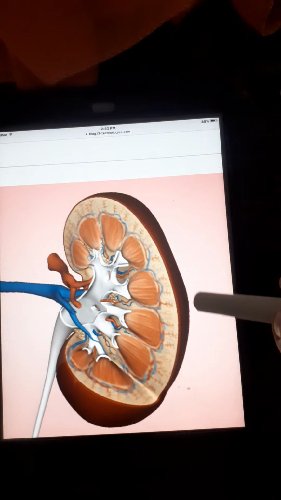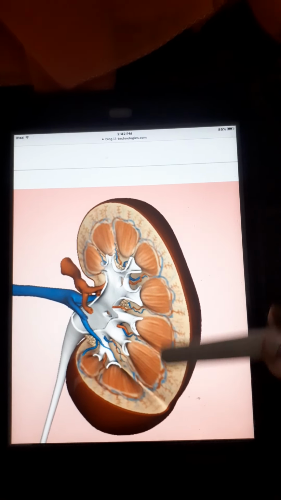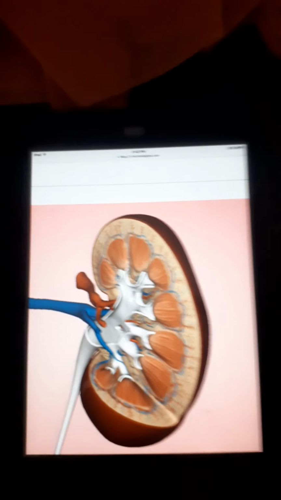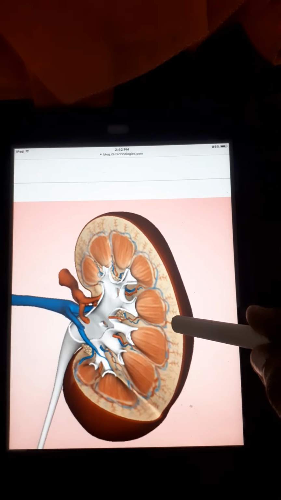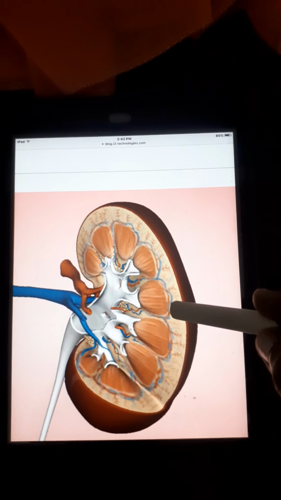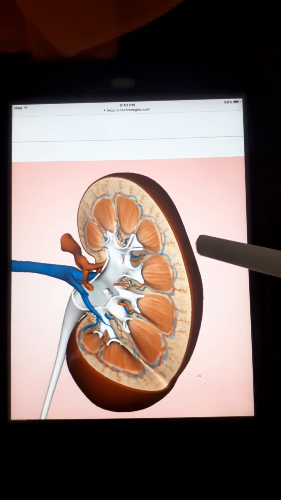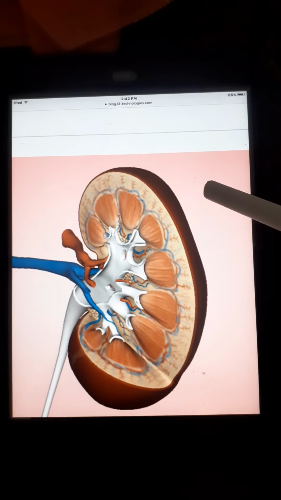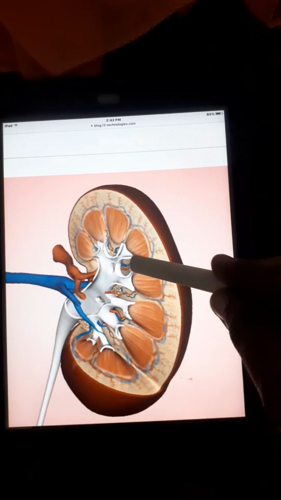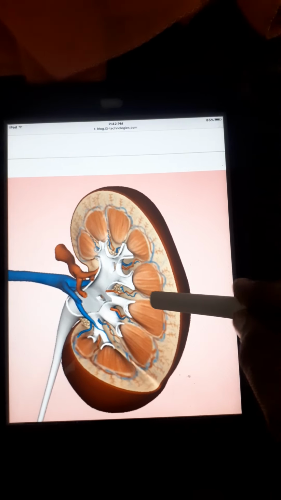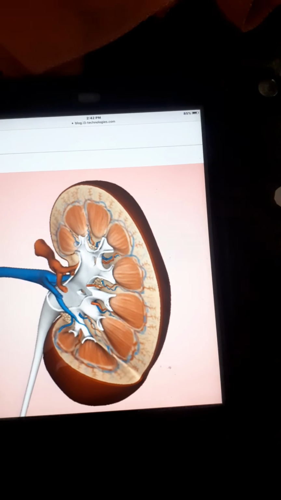To see the internal region of the kidney, you have to make a lateral section of the kidney. If you cut the kidney laterally and observe, what do you find? You find a structure called the cortex. See here, this region is the cortex of the kidney. You can see the entry of the blood vessels inside, blue and red structures, arteries and veins, richly supplying blood to the kidney.